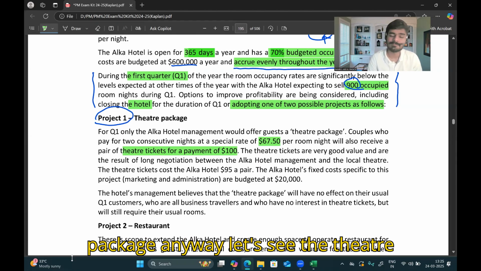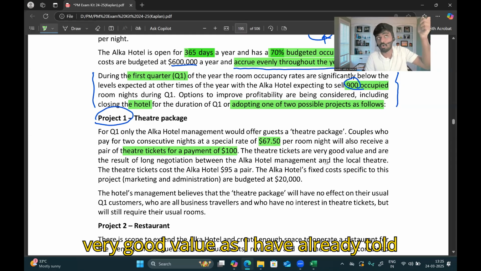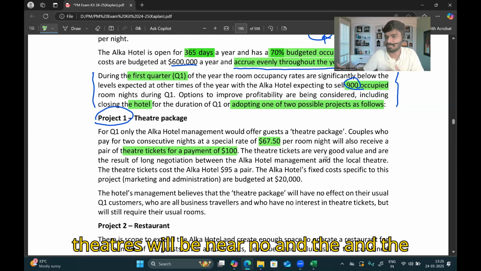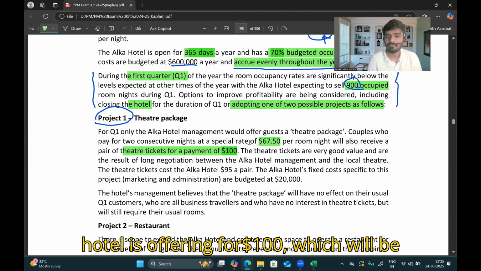It's a wonderful package. The theater tickets are very good value. As I have already told, Alka Hotel is situated near theaters, and the charges would be more than $100. But Alka Hotel is offering them for $100, which will be a good package.